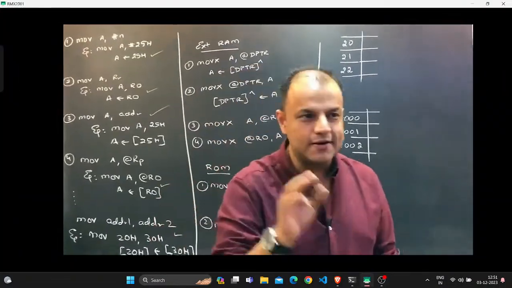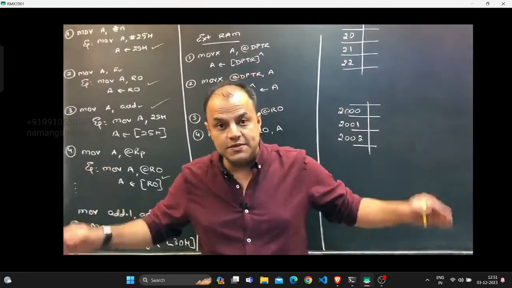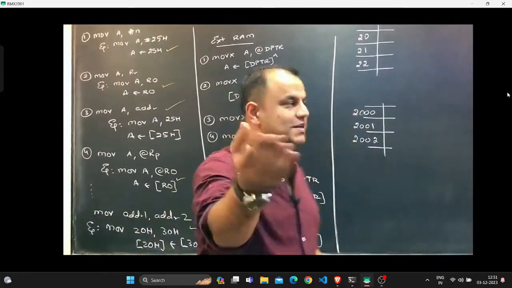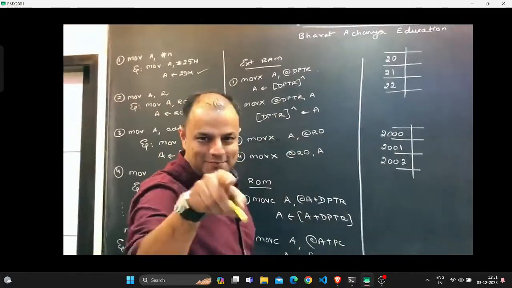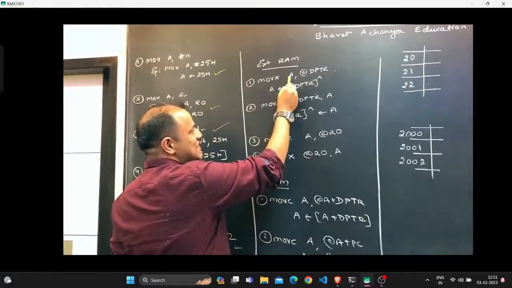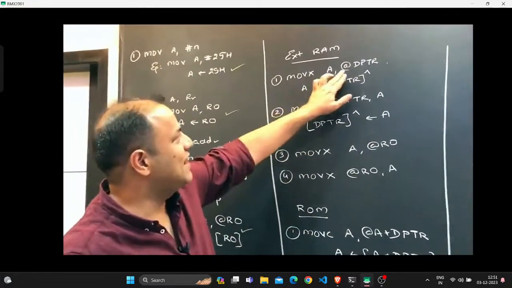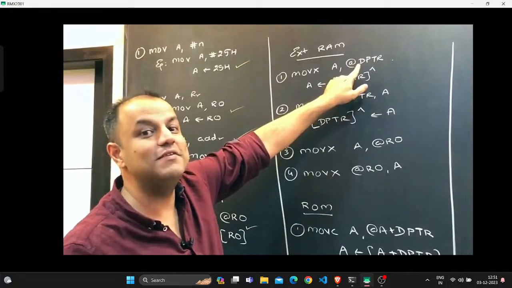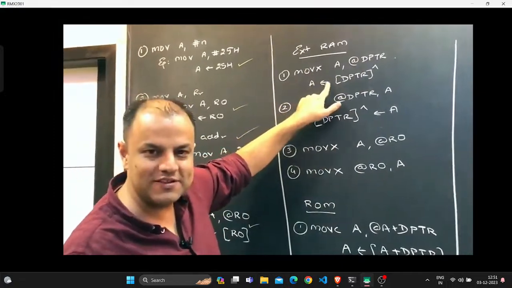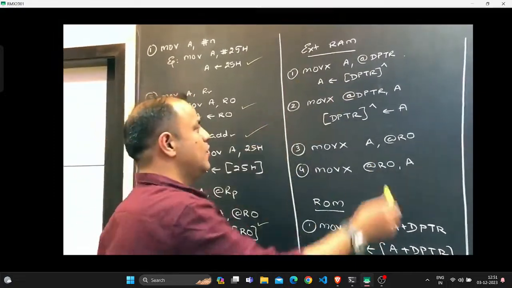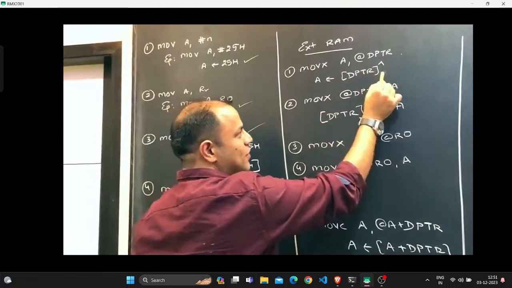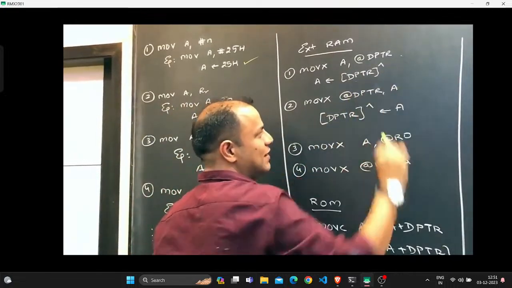That means the address has to be given by a register. External RAM has a 16-bit address, so ideally you should be using a 16-bit register like DPTR, the data pointer. Remember? MOVX A, @DPTR. What does the @ make you understand? That DPTR is giving an address. And what does X make you understand? That the address belongs to external RAM. So A gets the data from the location pointed to by DPTR in the external RAM.